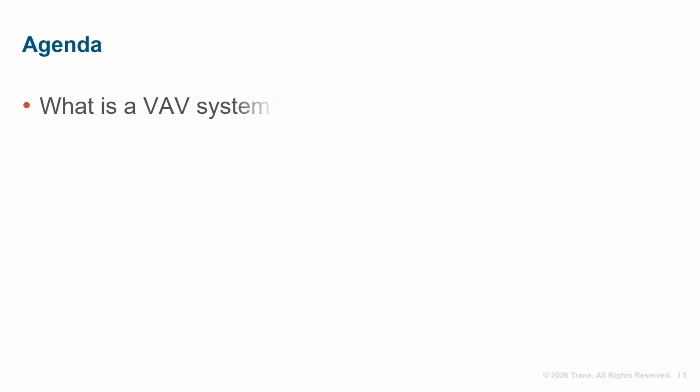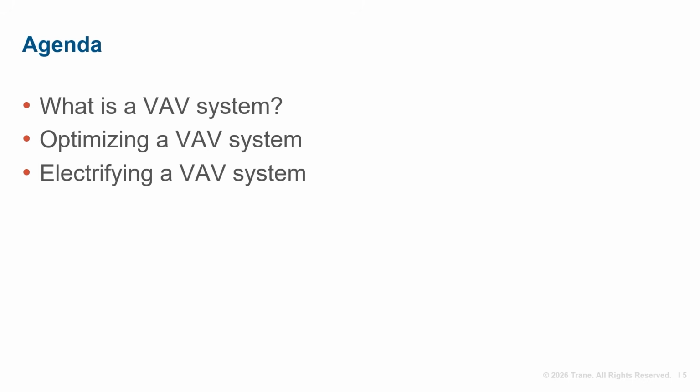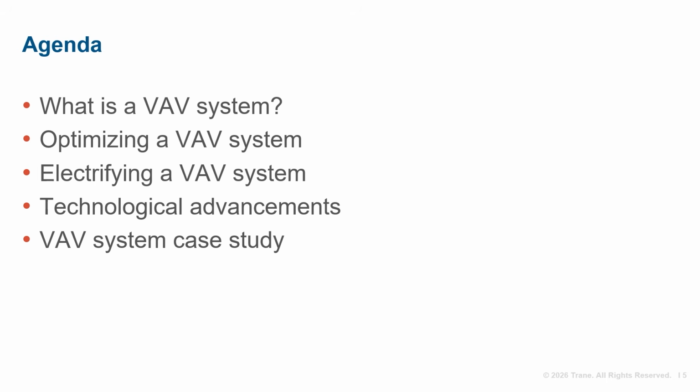Heating and cooling could come from a variety of different types of equipment, ranging from small packaged direct expansion rooftop units to large built-up chilled water air handling systems. Today, we'll start the program by briefly defining the system, and then next we'll look at how system performance can be improved through control optimization. After that, we'll explore how to electrify the various components in a VAV system to reduce emissions. And finally, we'll look at some recent technological advancements and a case study.